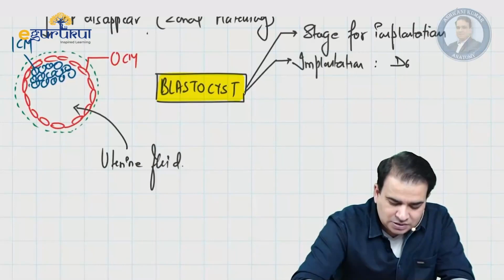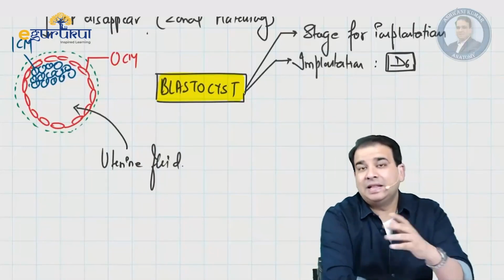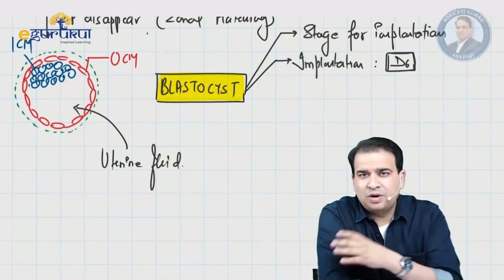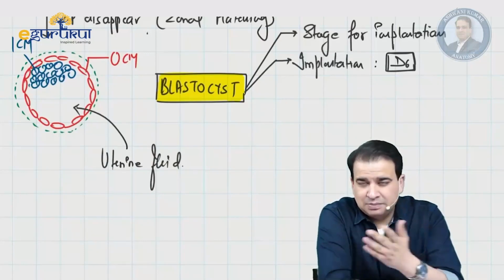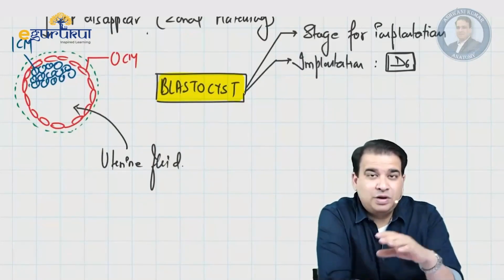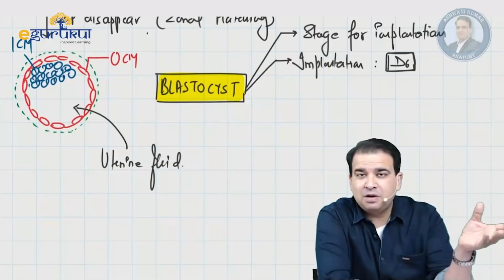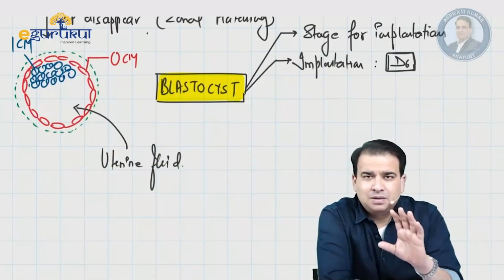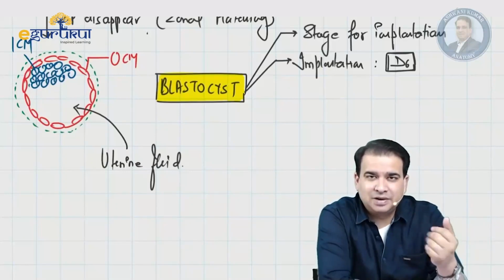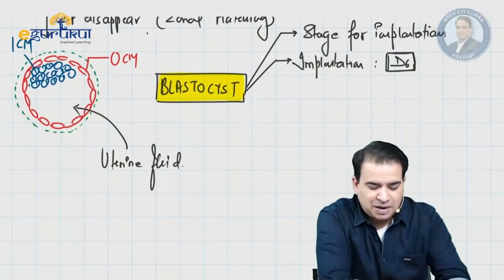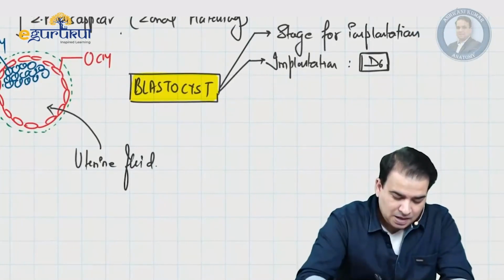Implantation takes place on the 6th day. Although this number should not be, it's not the only day the implantation takes place. Few books have quoted day 7 also. In some books like Guyton, they have mentioned day 5 to day 12. Implantation can be in any of these days. But the single best answer, the most accepted answer here, is the 6th day. Most of the time the implantation takes place on the 6th day.